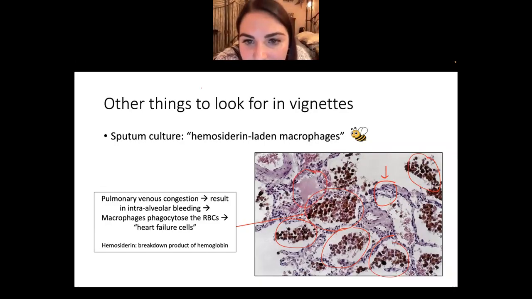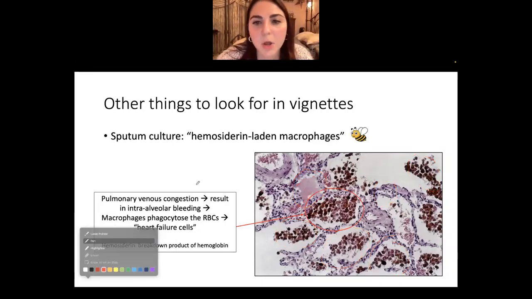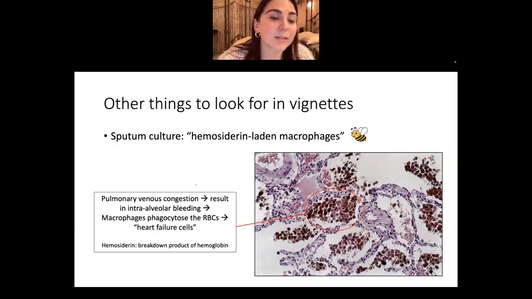And if you look here, there's an alveolus, and this is blood in the alveolus. So these macrophages that live in the lungs, called alveolar macrophages, phagocytose, which I realize now no one's had immuno, but phagocytose just means eat. That's what macrophages do. They eat up the red blood cells, and hemosiderin is a breakdown product of hemoglobin. When they eat these red blood cells, they break down hemoglobin and stain with hemosiderin, which is an iron-containing compound. It looks brownish-reddish when you do a stain.